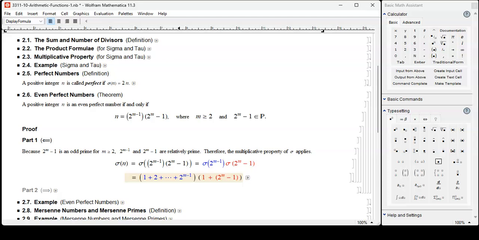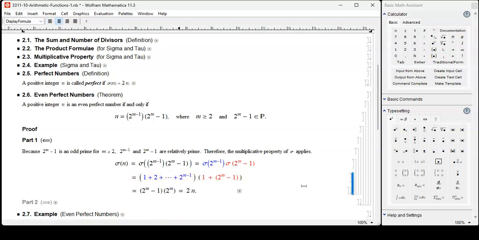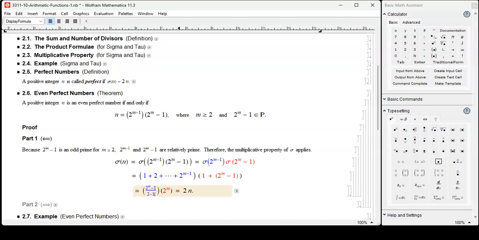Alright, some simplification is in order. This 1 and -1 will cancel each other out. We have only 2 to the n power. And as for the geometric series, you can get this from the geometric series formula. As a matter of fact, you're going to have this divided by 2 minus 1, but the denominator 2 minus 1 is 1, so we don't need it.